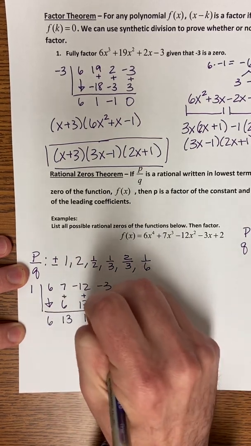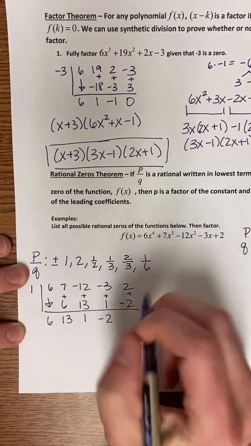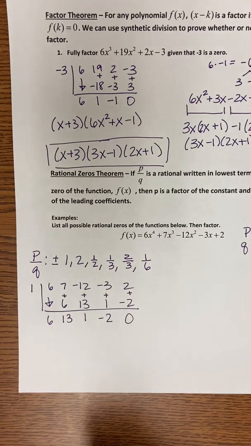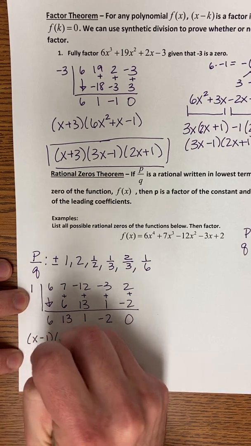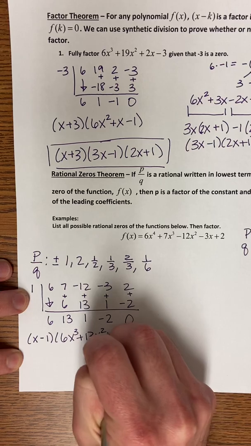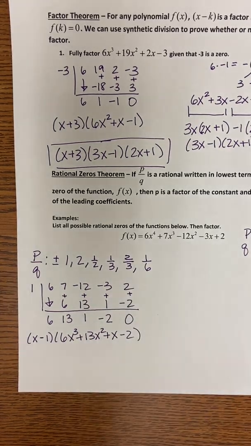1 times 1 is 1. -3 plus 1 is -2. -2 comes up. And then we get 0. So this demonstrates that 1 is a factor. So we know that we've got x minus 1 as a factor, and then 6x cubed plus 13x squared plus x minus 2 as potential remaining factors, or the function that can produce more remaining factors.